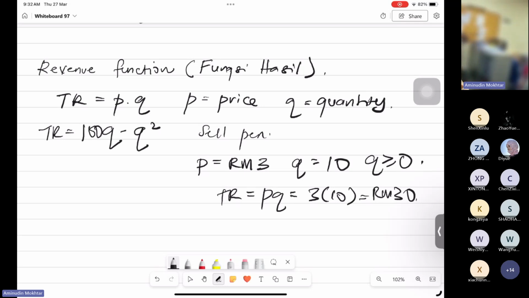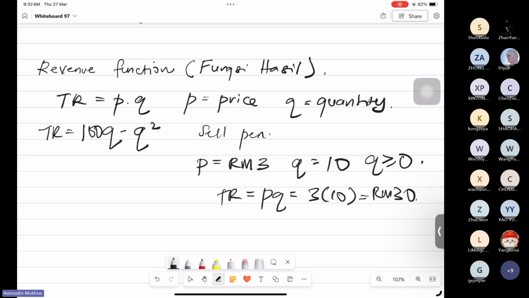Let's say TR is equal to 100 Q minus Q squared. So this is in terms of function. Now TR is a function of Q. Okay, what is our function? Y equal to, for example, 3x minus 1. In general, we say y equal to mx minus 1, in general.